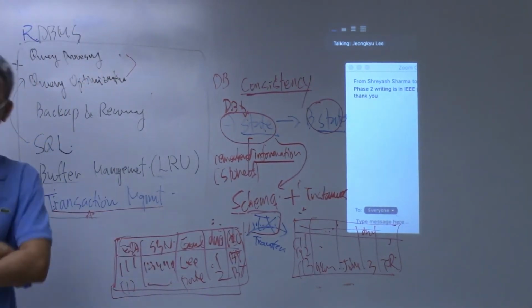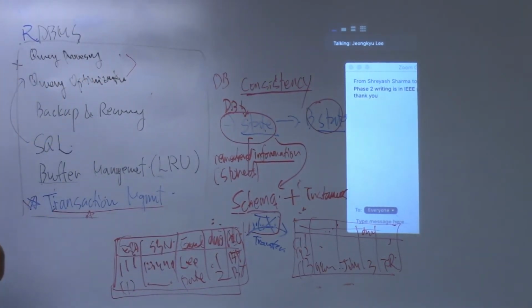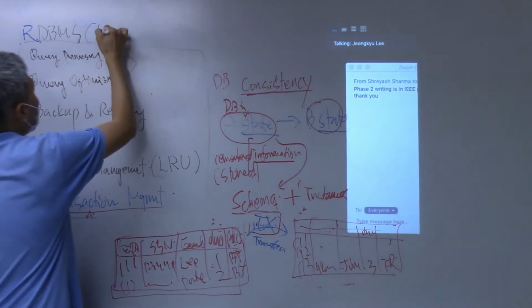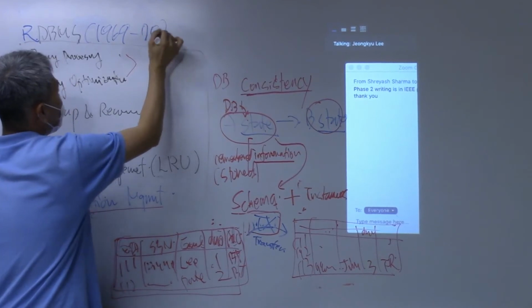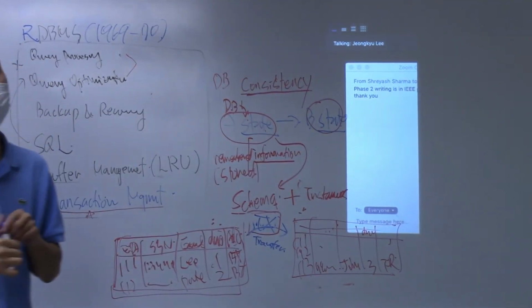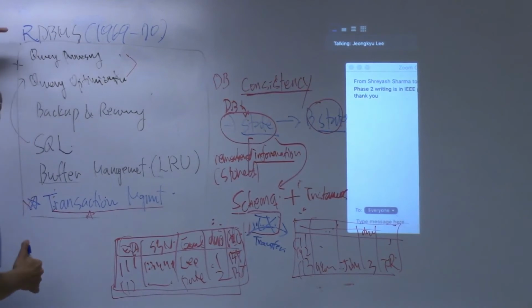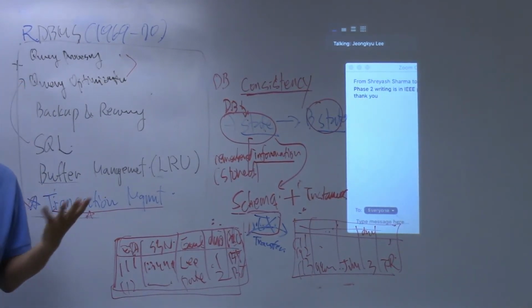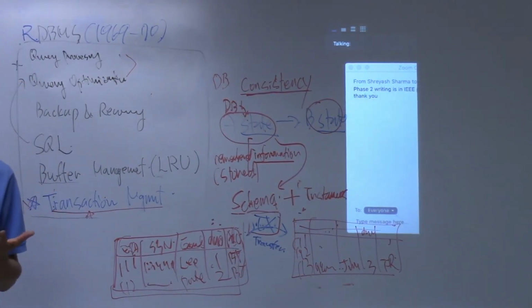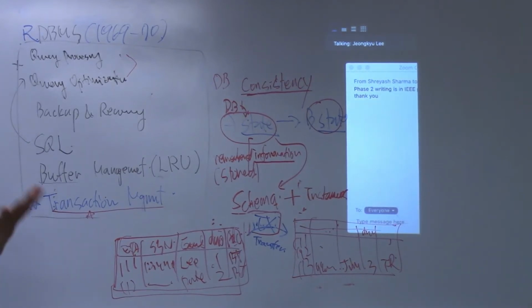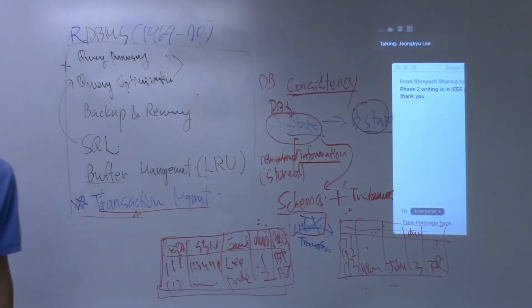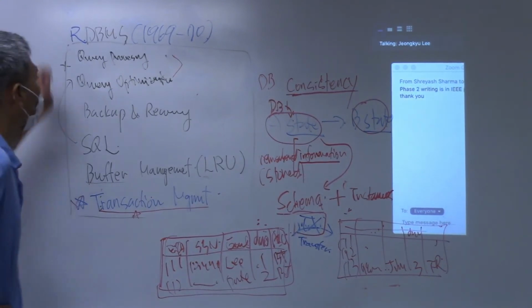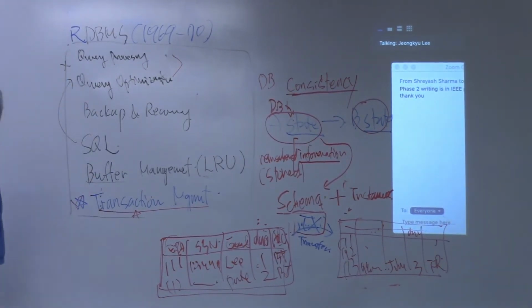So RDB, the relational database management system, was born in 1969 and 1970. Dr. E.F. Codd and his colleague proposed this modeling, so it's almost 50 years ago. Okay? But it is still being used. It's very popular, and as I showed you at the beginning of this semester, it still has more than 50% market share. And Oracle is the top company, as you know.